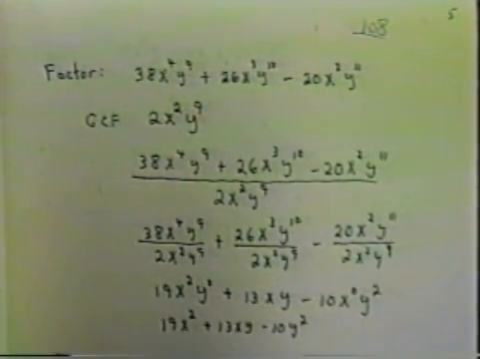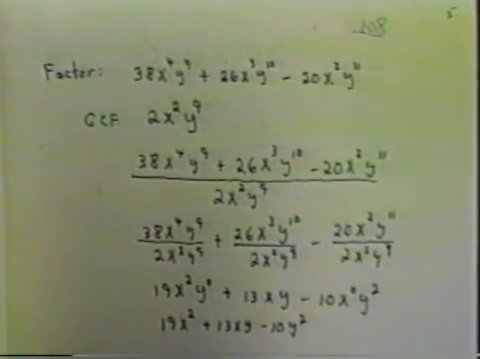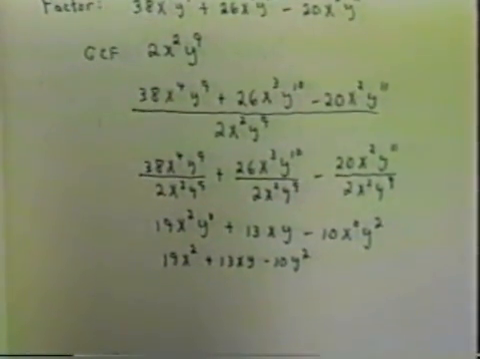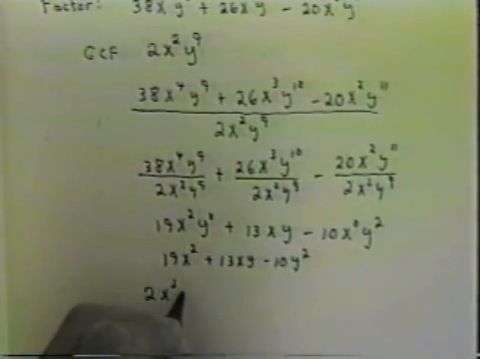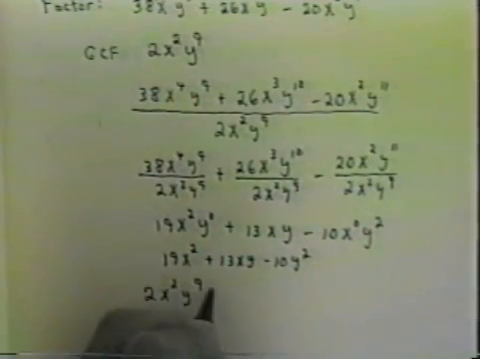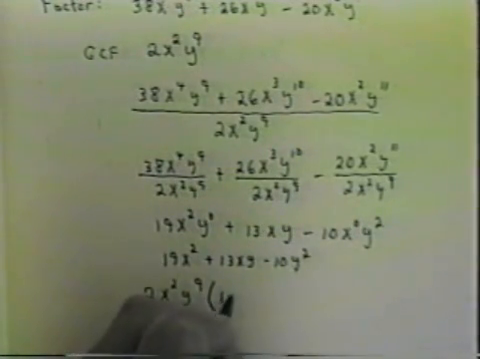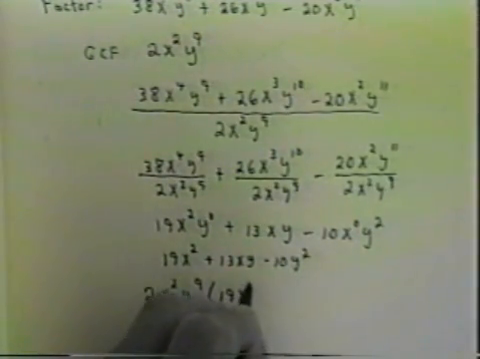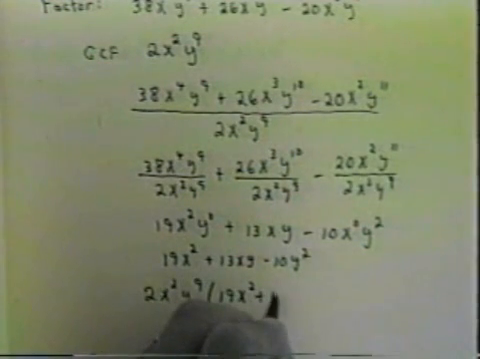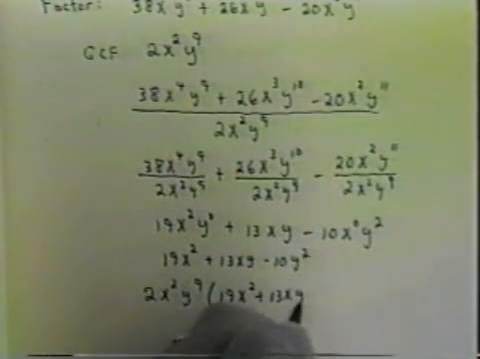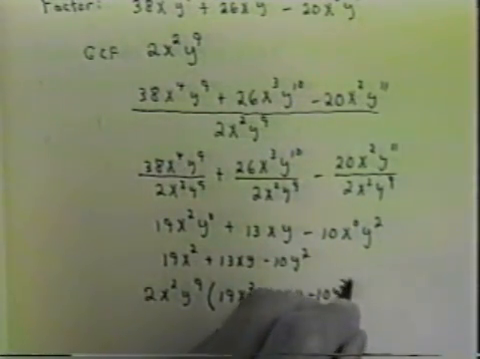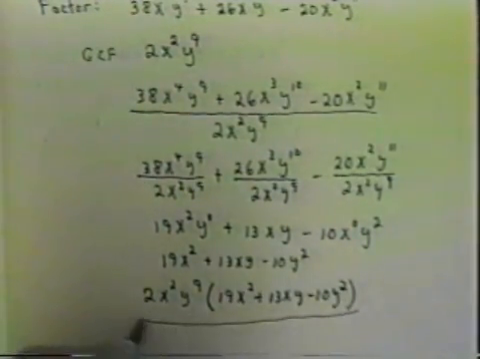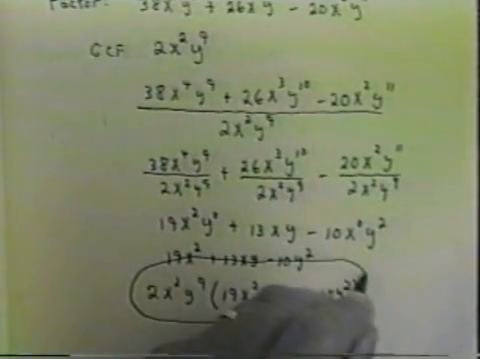Now don't stop now, because that's not the answer. The answer will be when I put the two factors together. So my answer will be 2x squared y to the 9th times 19x squared plus 13xy minus 10y squared. Again, circle your answer.